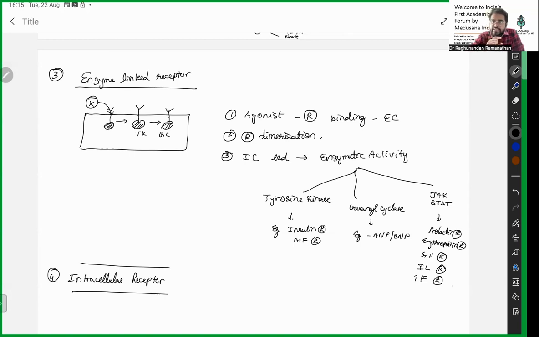What is transcription? DNA converting into mRNA is called transcription. Which enzyme acts in transcription? Anyone knows? Can someone put it in the chat box? What is the enzyme that acts in transcription?